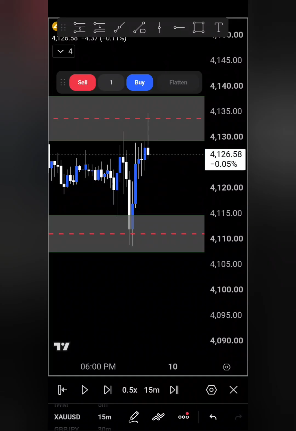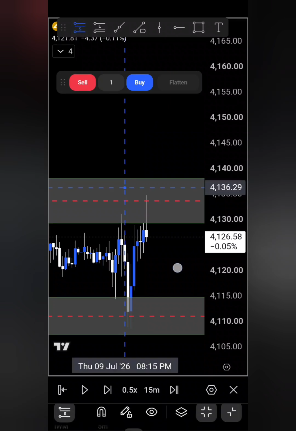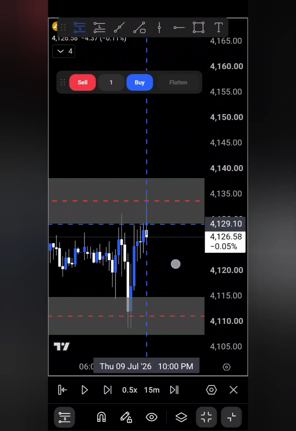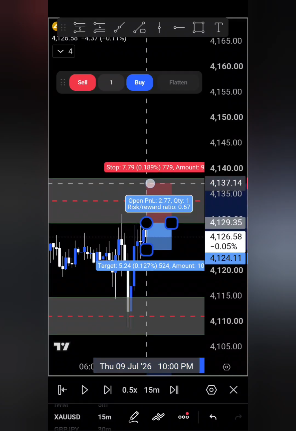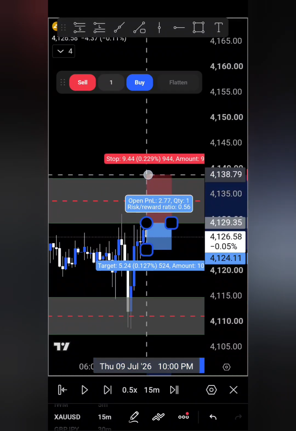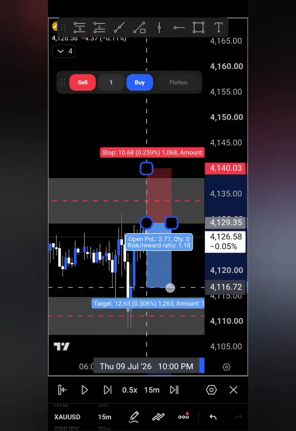Boom. Oh, that was beautiful. I'm taking that every time. So I'm gonna show y'all, got the rejection. Put the stop loss at the top. Boom, it's 137. So we're gonna round to 140.